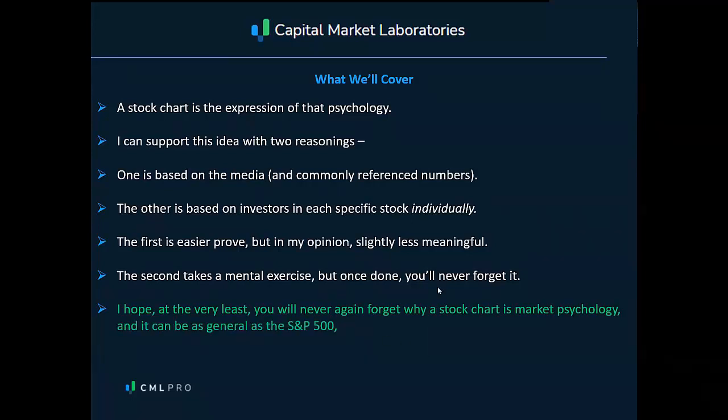Right? So it can be as general as the S&P 500. The mainstream media creates a narrative, and therefore we implicitly digest it and regurgitate it. 50-day moving average, 200-day moving average, 2013, 2014, 2017, 2018, 2020, 2021, 2022, Reuters, Bloomberg, Barron's, CNBC, Wall Street Journal. And then there's as specific as a single stock.